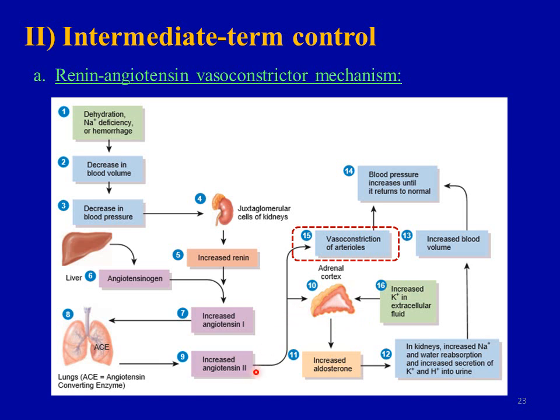Also, angiotensin II will stimulate the adrenal cortex to release aldosterone, but as I said, this will need longer time, so the aldosterone will be under the long-term control of the mean arterial pressure.